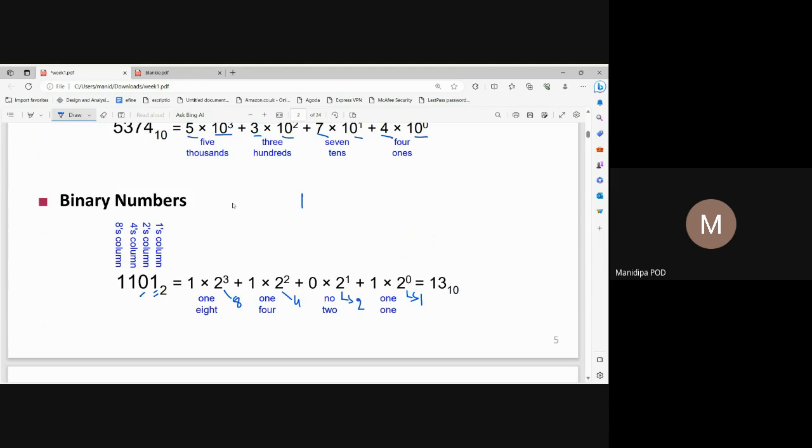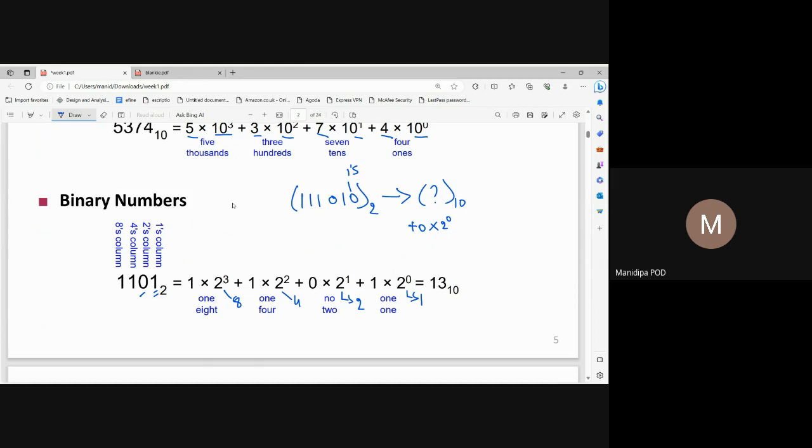Let's say I want to convert 111010, which is in binary, into its decimal equivalent. How will I do that? So firstly, this is my digit in my ones column, right? So I will write it as 0 into 2 to the power 0.